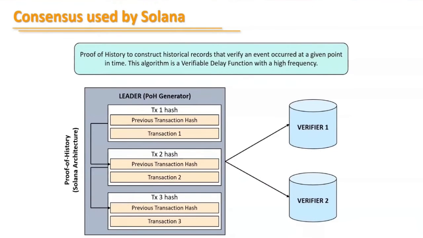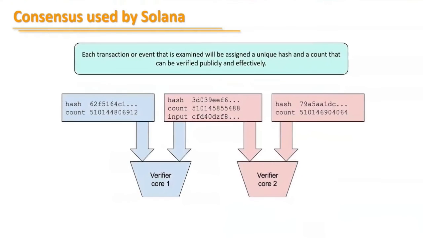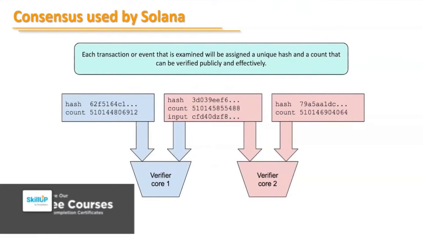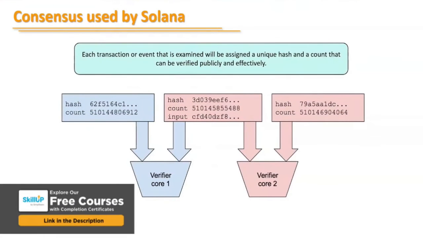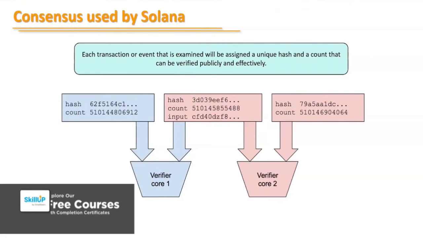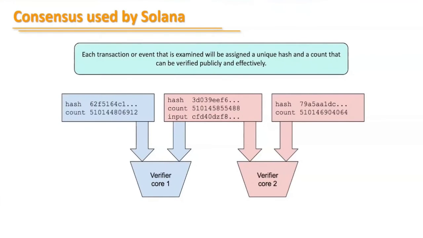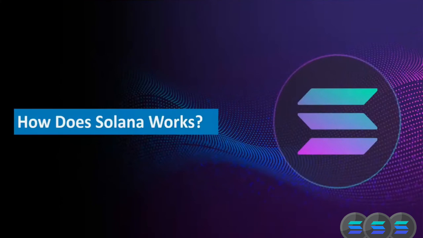This function requires a specific number of sequential steps to evaluate. Each transaction or event that is examined will be assigned a unique hash, an account that can be verified publicly and effectively. The count serves as a cryptographic timestamp, allowing us to determine when each transaction or event occurred. This provides increased throughput and efficiency within the Solana network. Now that we know about its structure and mechanism, let's explore how Solana works.